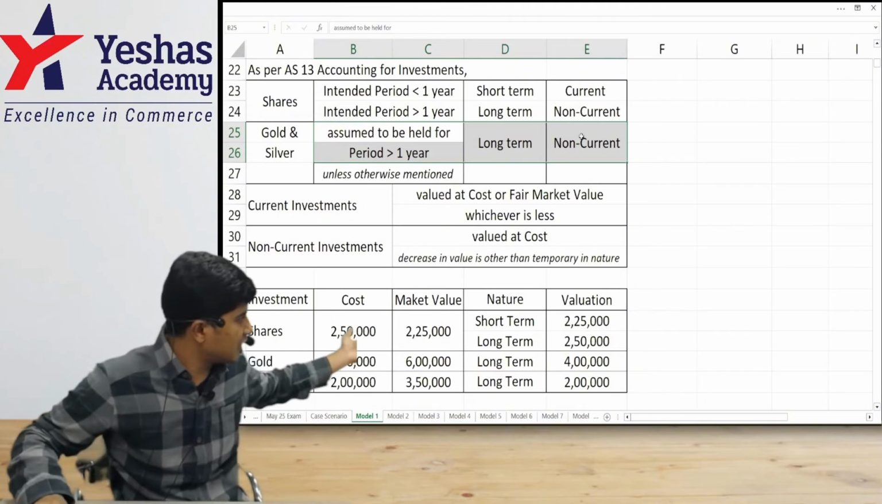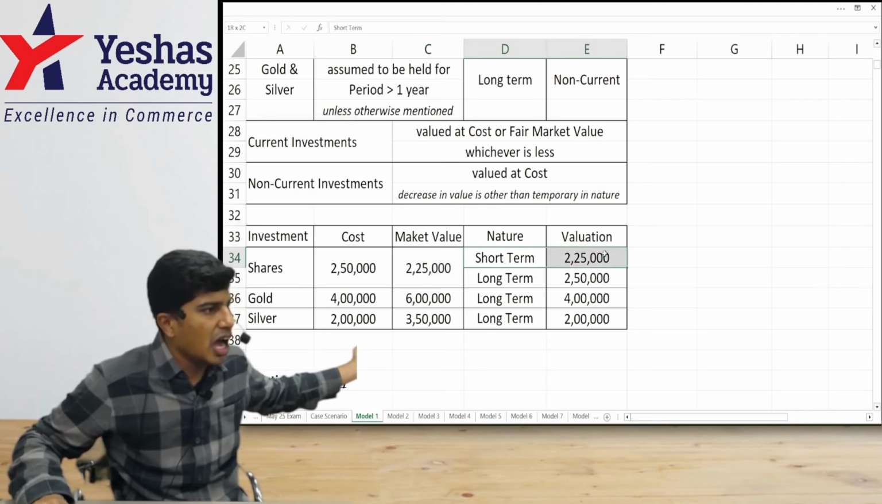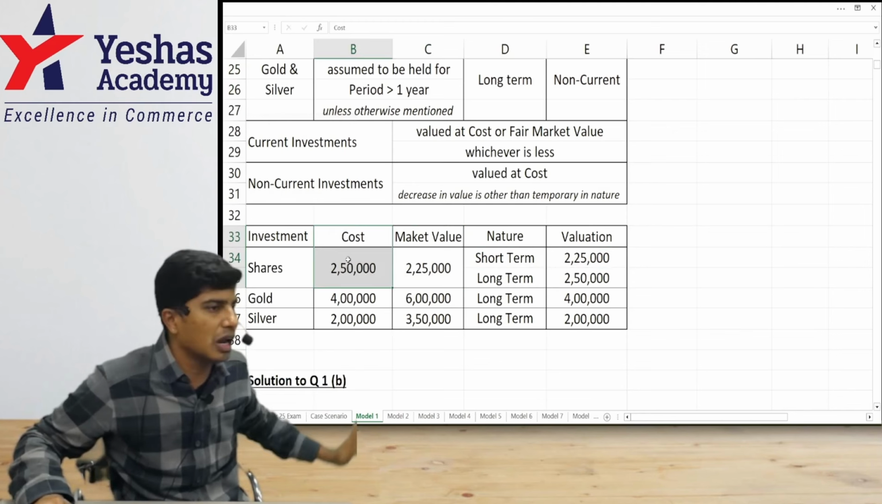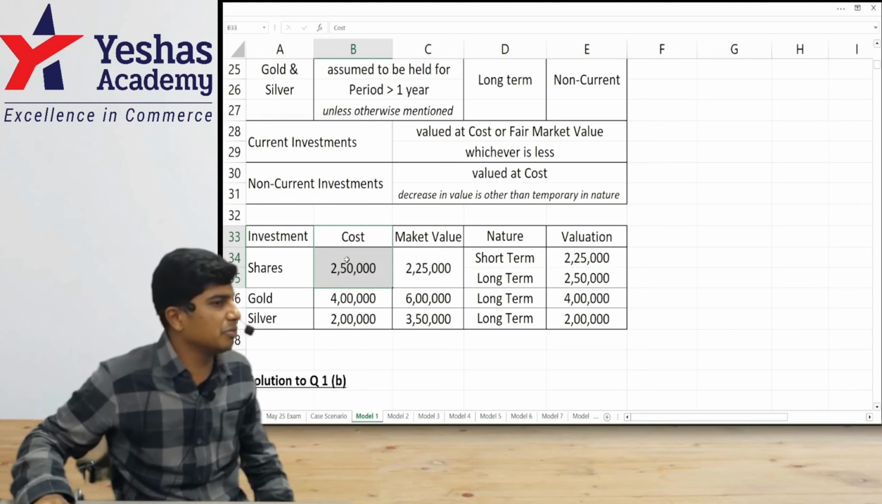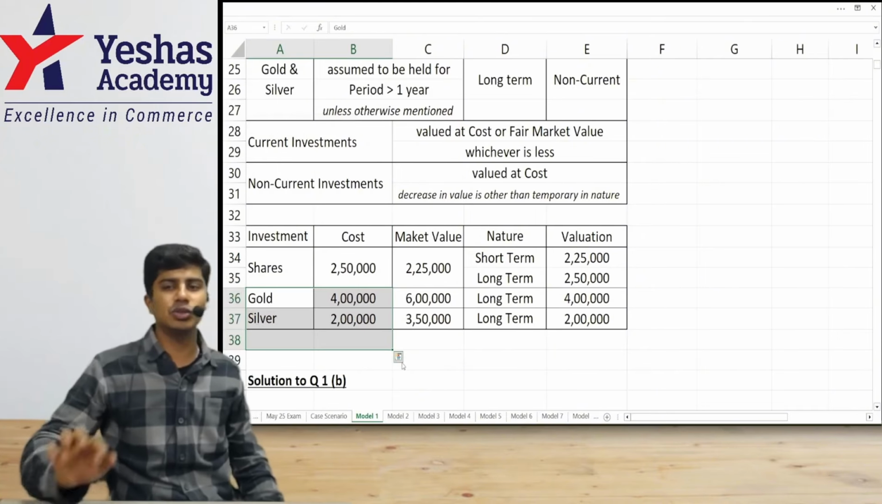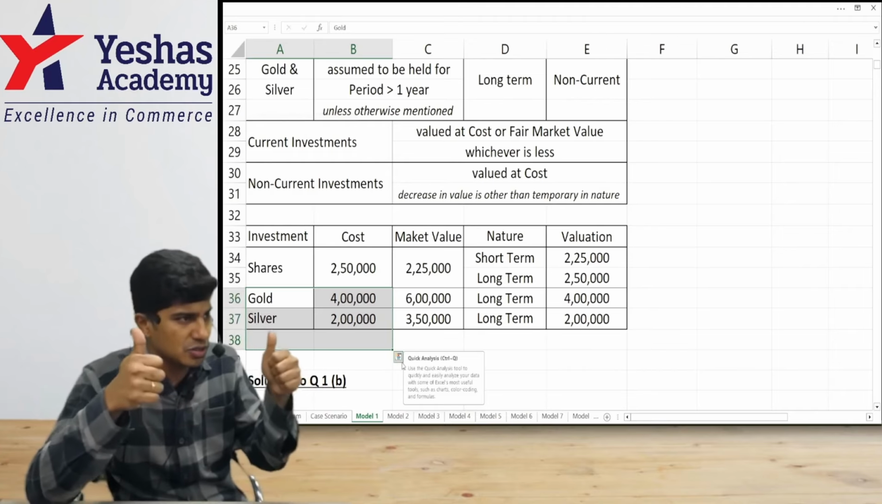In the present case, shares will be valued at cost or market price, whichever is less, which is 2 lakh 25 if it is a short term investment. Otherwise, if it is considered as a long term investment, it will be shown at the cost of 2 lakh. Because the assumption made in this case is that gold and silver is long-term investment, it will be shown at the original cost of 4 lakh and 2 lakh. Full stop. That will be your theoretical answer. I hope everybody understood.